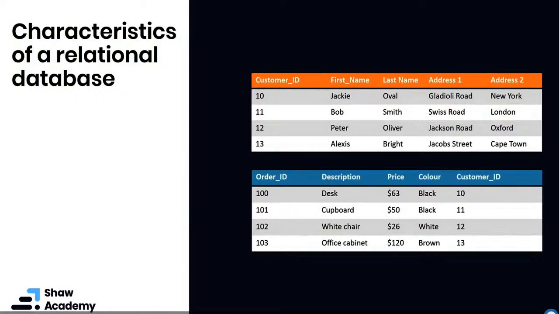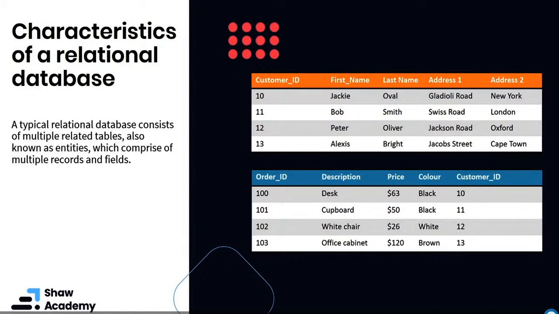So what are some of these characteristics when it comes to a relational database? A typical relational database consists of multiple related tables, very important to keep in mind, also known as entities. In relational databases, when we talk about tables, essentially we are talking about entities, and an entity is an object that you want to capture information on. Now, an entity and a table comprise multiple records and fields, as well as things like primary keys, foreign keys, and so on. So let's work through the list of characteristics that we actually have, starting with an entity.